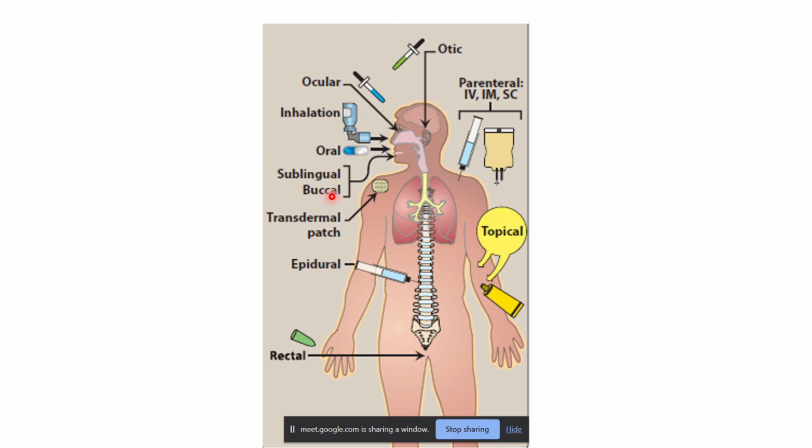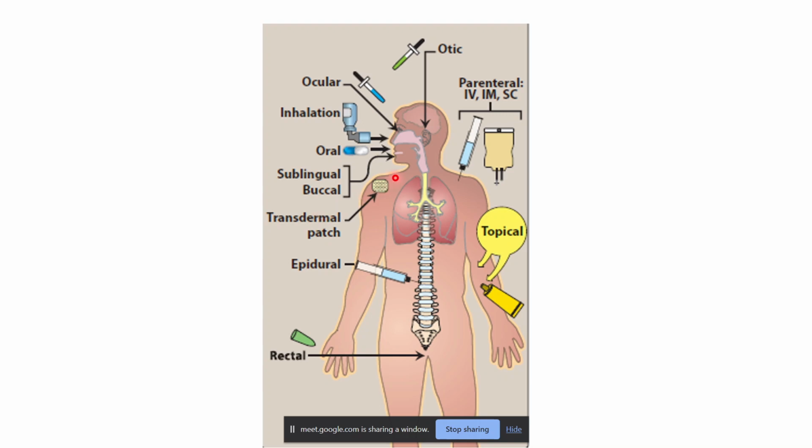Buccal patches are usually applied to the cheek, and they also provide a long acting duration. Then transdermal patches are applied to clean skin. Usually a place with a large muscle is selected, like the triceps or biceps, where the fat layer is low, because absorption is reduced by the fat.